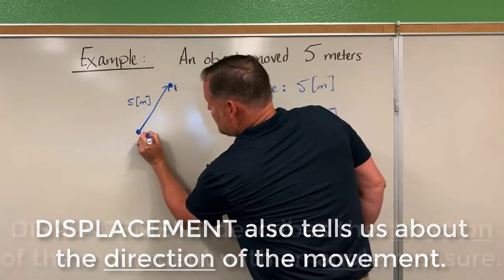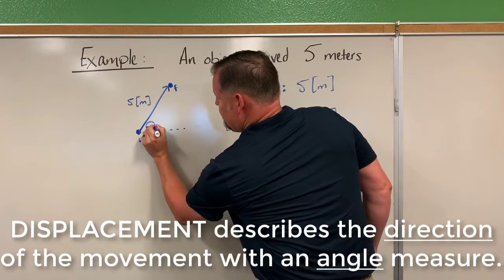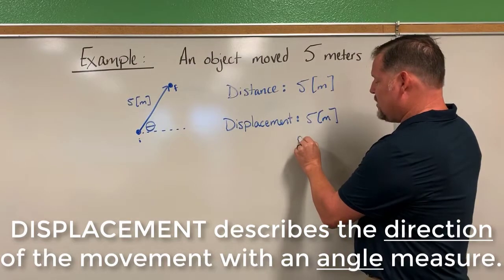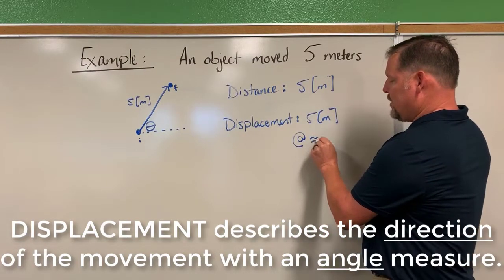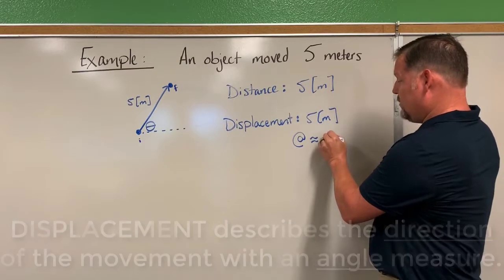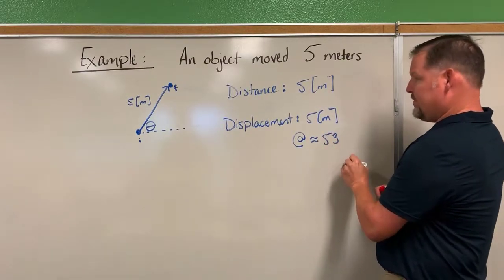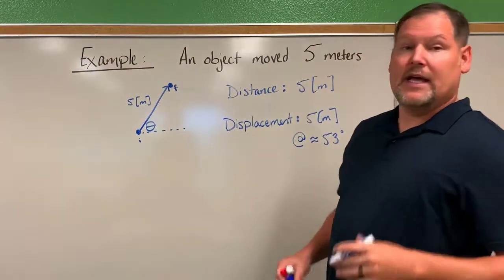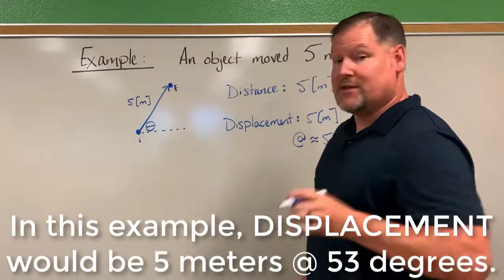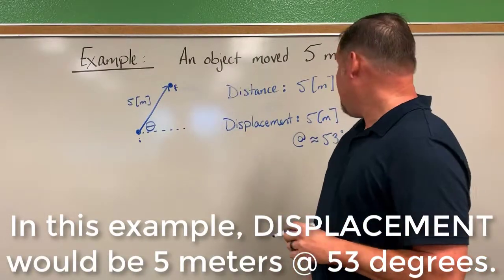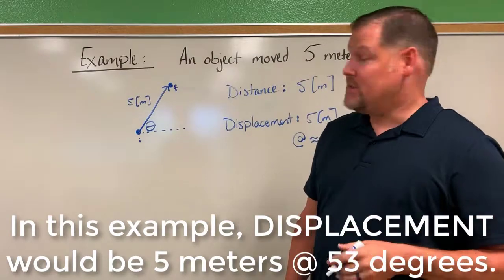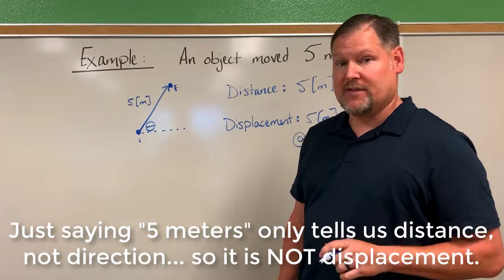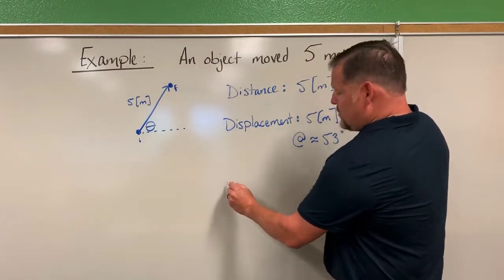Typically with displacement, we would describe that direction with an angle measure. So in this case, 5 meters at, I'm just going to pick an approximate angle. Well, that looks like about 53 degrees to me. You'll see why that comes into play later, maybe. All right, so displacement in this case would be 5 meters at 53 degrees. And if you didn't say the at 53 degrees, you're not answering a displacement question. You're only answering a distance question. There's a subtle difference. But wait, there's more.